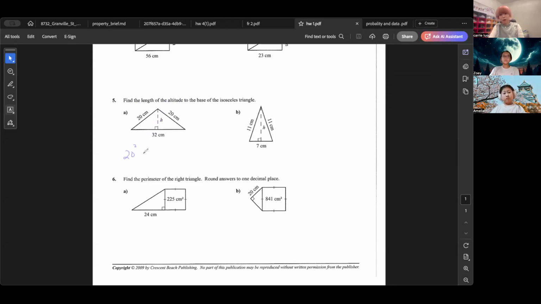So 20 squared minus 16 squared equals what? 400 minus 256 equals 144. And 144 square root equals exactly 12 centimeters. Get it? Okay, so Zoe and Amelia, please do part B yourself, okay?